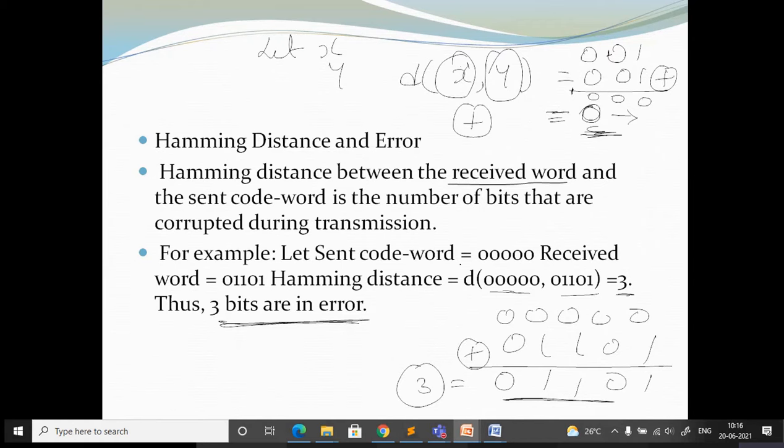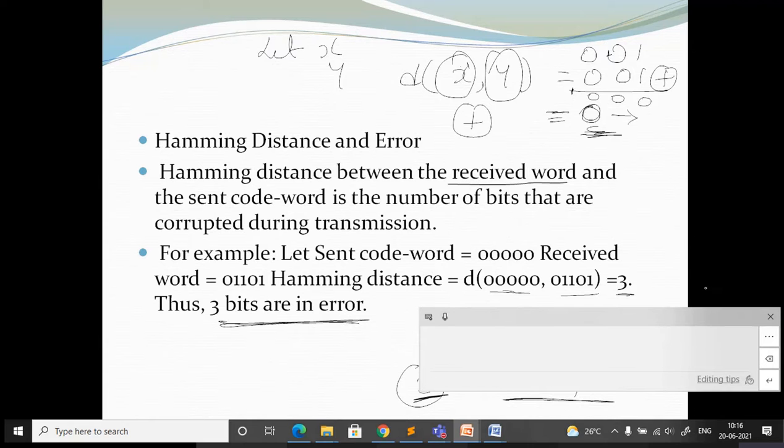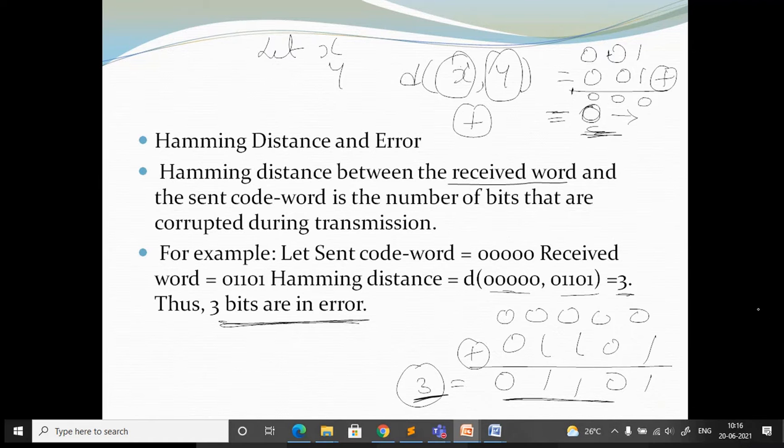If you want to know, using Hamming distance, the number of errors or how many bits got corrupted, you have to use this simple method. Just take both the numbers, apply the XOR operation and count the number of ones. Whatever count you get indicates the number of bits in error. So out of this complete data, 3 bits got error.